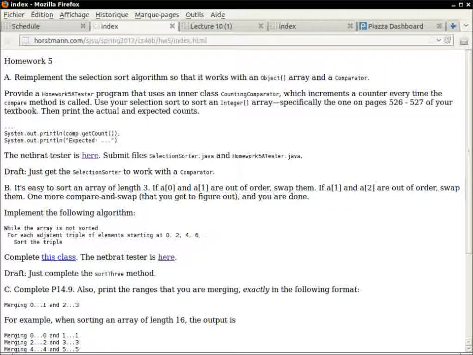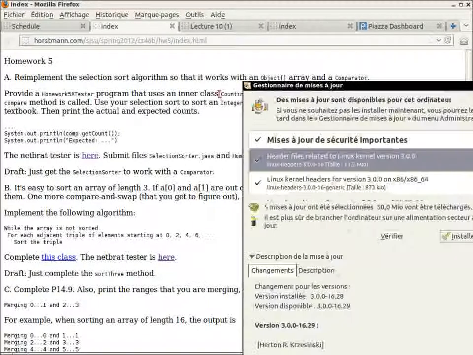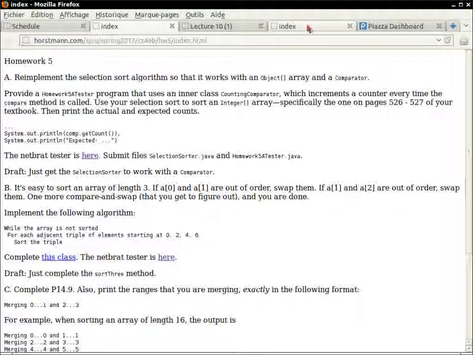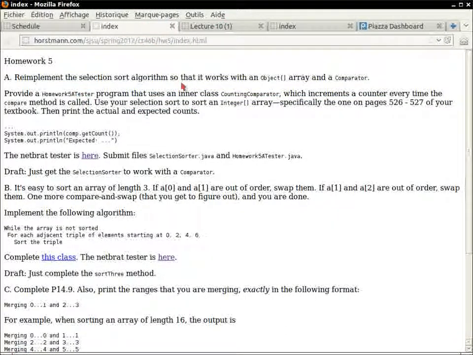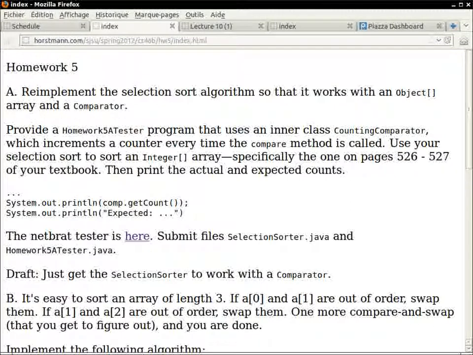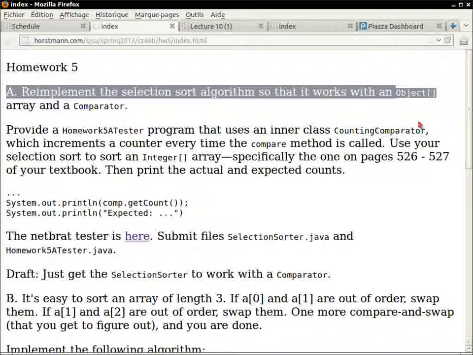And so the reason that we use an array of objects here is that we want to be able to do just that, arbitrary data, and not just integers. And so we then supply a comparator that can compare any two objects. And so the answer is no.